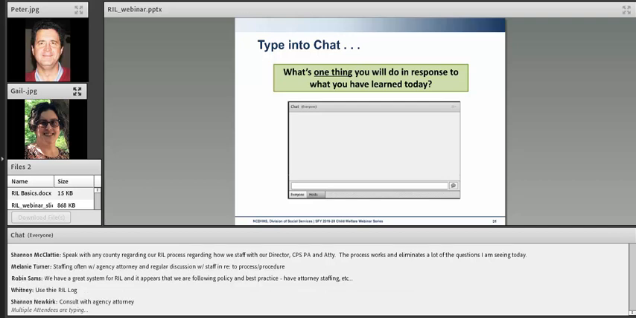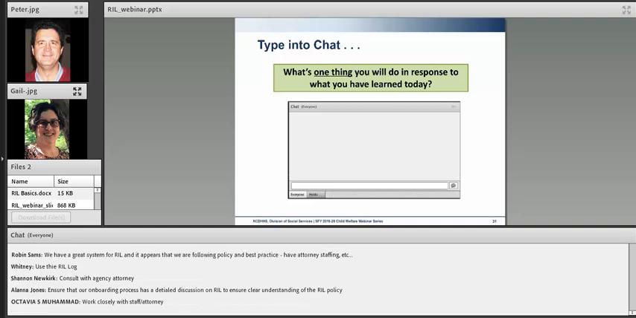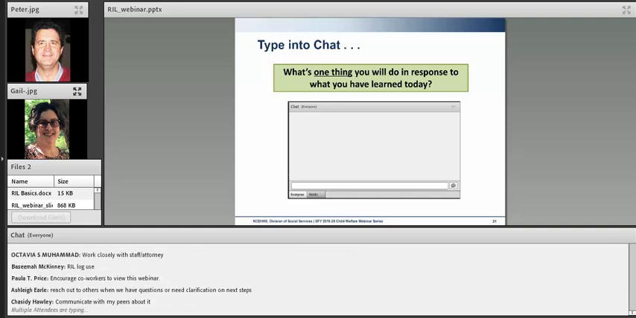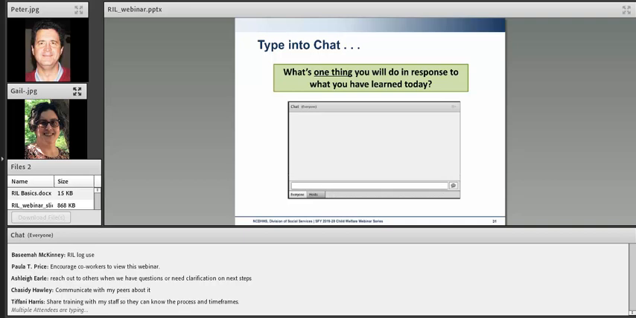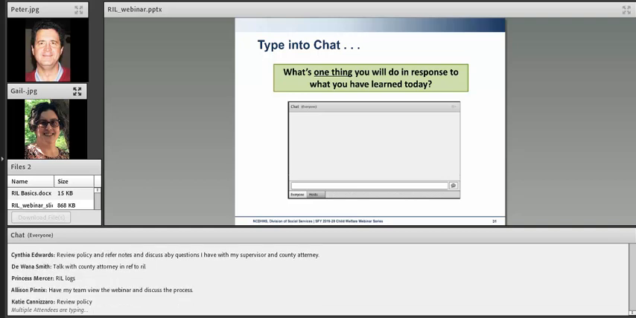Let's see if there's anything new. Consult with agency attorney. I want you guys to know y'all sure make me so proud when I see stuff like this. Yeah, the folks at the county level make me so proud when I see stuff like this. So it looks like a lot of you are going to have further discussion, both with county attorneys and with staff, to make sure everyone understands the process, that it is used correctly, and that things are entered correctly. Let's see if there's anything else in there that is not covered by that.